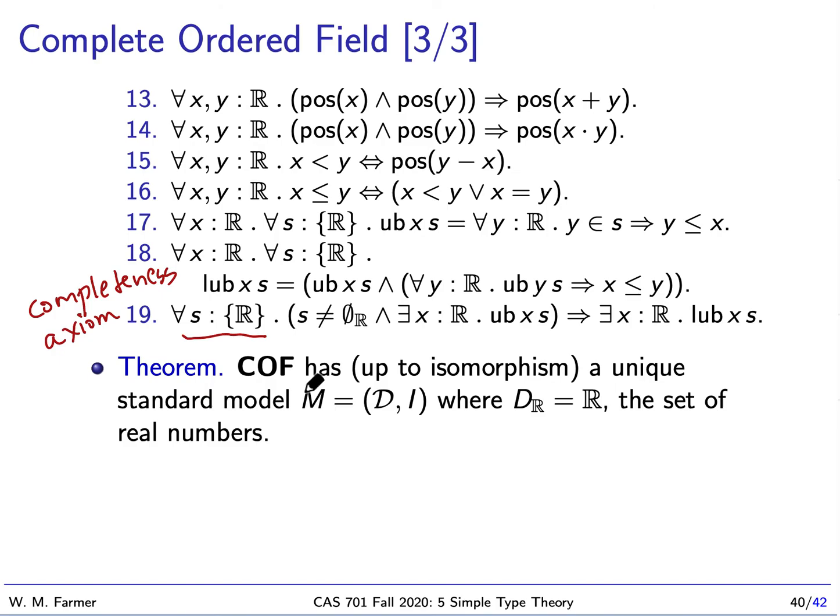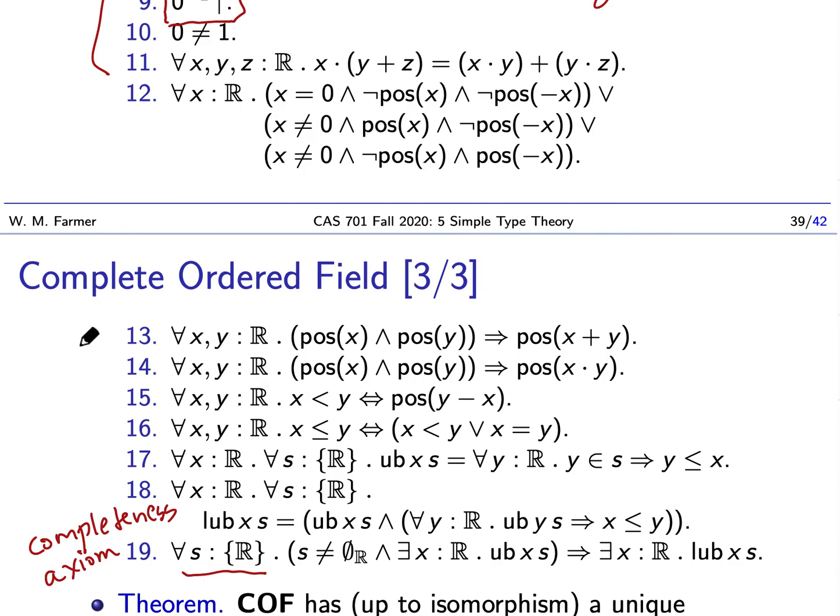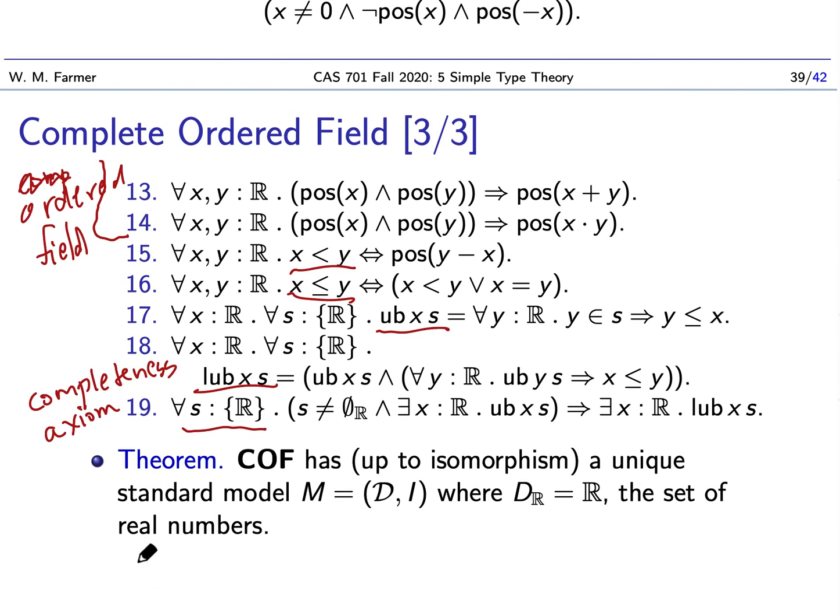So anyway, I should point out that if we look at all the axioms up to here, this is an ordered field. So the first 14 axioms give us an ordered field. 15, 16, 17, 18 are definitions of these notions. And the last axiom is the completeness axiom. That's why we call this theory a complete ordered field.